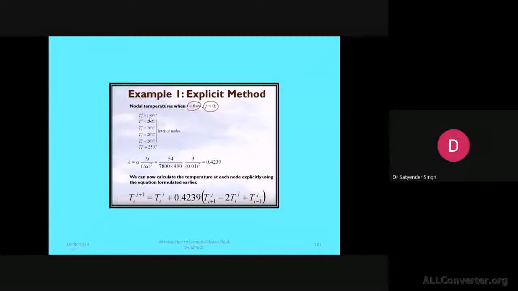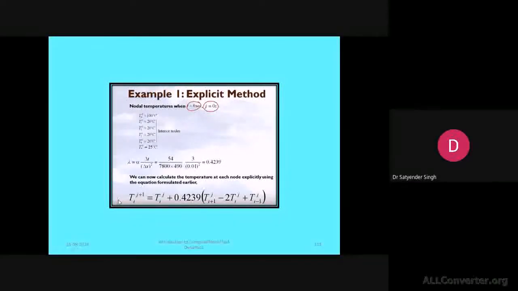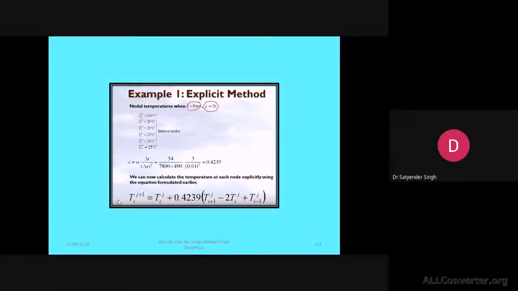So here for the bar, we have points which will take the boundary condition. The left end of this bar is at 100 degrees Celsius, the right end is at 25 degrees Celsius, and all inner nodes are at 20 degrees Celsius. So by taking this form of the explicit method, that comes after applying the explicit method on the diffusion equation, we have this form of the equation.